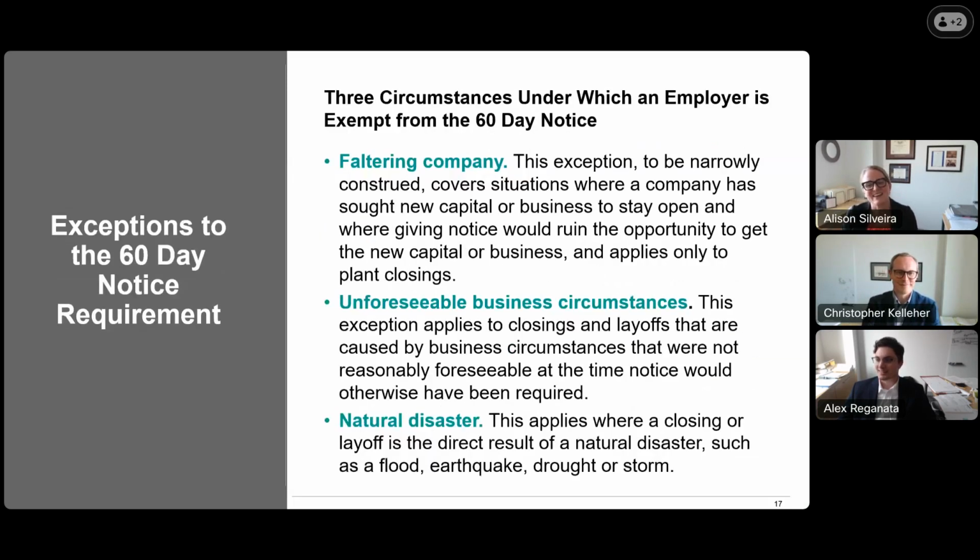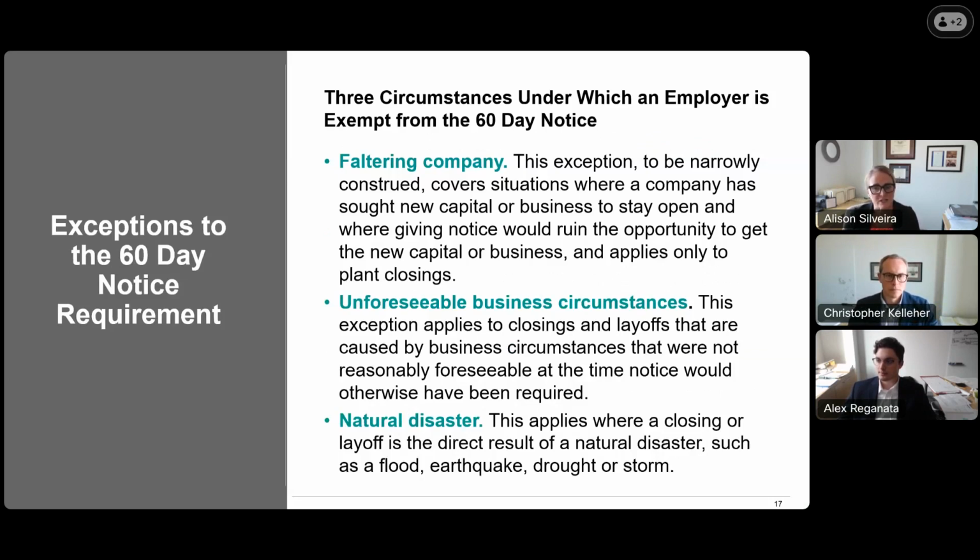So the next situation is there are 3 circumstances under which an employer is not required to give the full 60 days of notice. And these circumstances still require that notice go out, but you can still be in compliance with WARN so long as the notice contains a statement of the reasons for reducing the notice period, along with all of the rest of the required information.